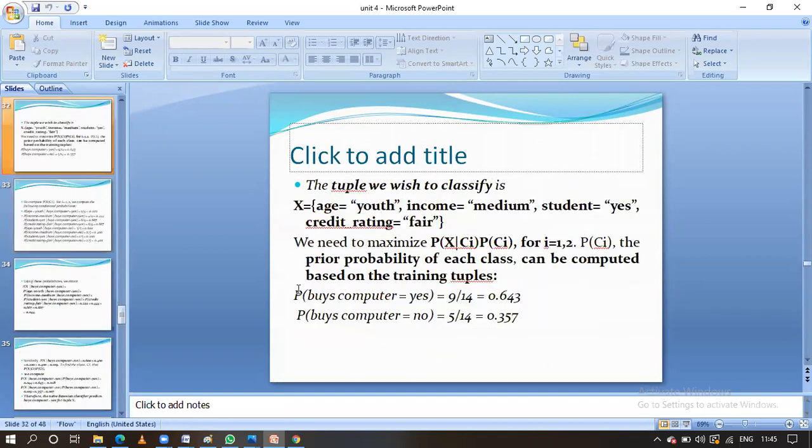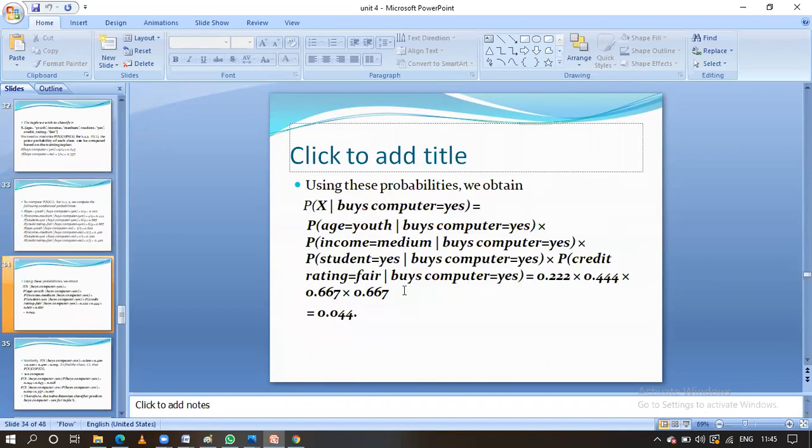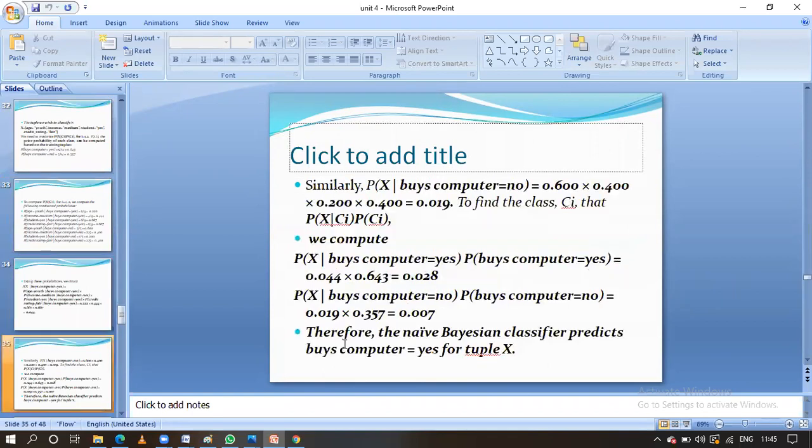Where is that value? Here, probability of buying a computer equal to yes. We have to multiply, then we will get the main value. Here is the value: probability of x given buying a computer equal to yes. We have calculated that, and probability of buying equal to yes also we have calculated. Both the things if you multiply, we get this one. Likewise for the no also we got the value as this one. In this, the maximum value is 0.028.